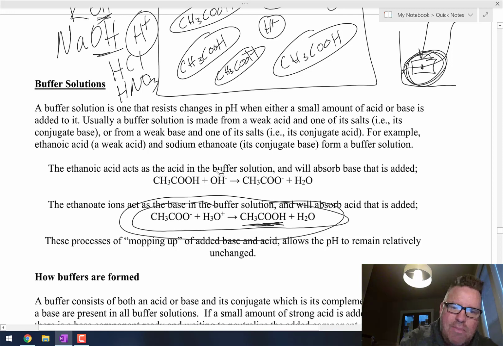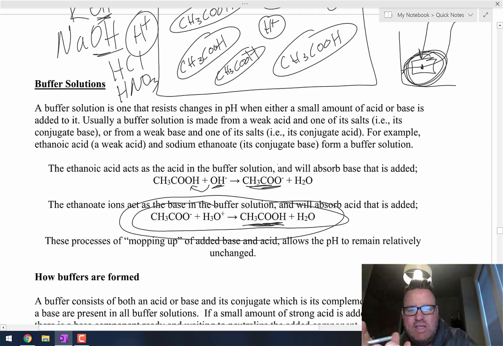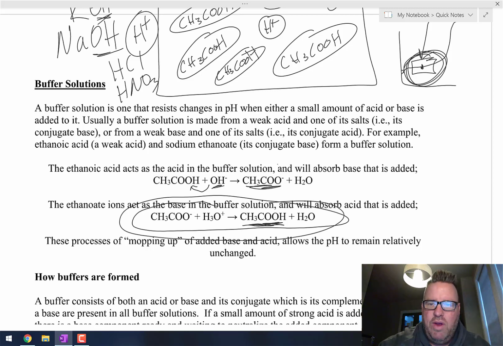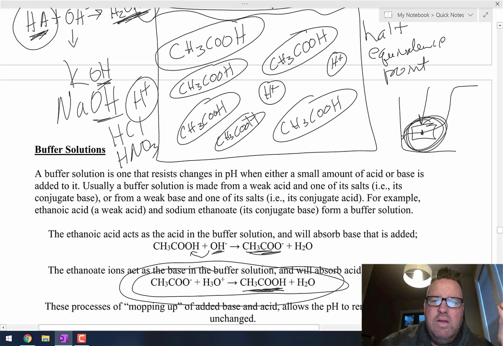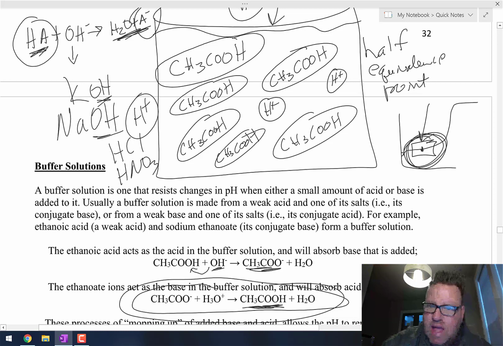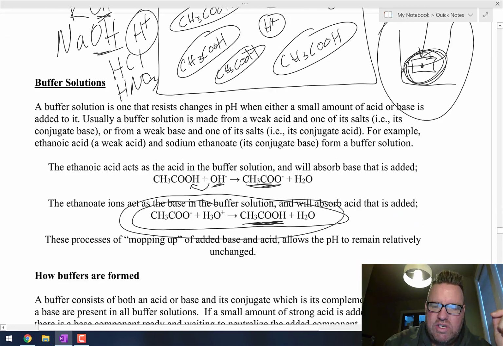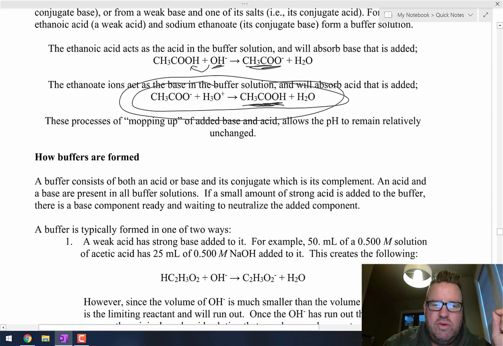Okay, and when you add a base to a buffer solution, it's going to react with the acid component to form more of the conjugate base. So you're either forming more of the acid or more of the conjugate base until all of those particles are gone and the buffer capacity has been reached. Okay, and again, notice how much I reference titrations in this process. Titrations are going to keep coming back quite a bit as we continue our discussion of buffer solutions.